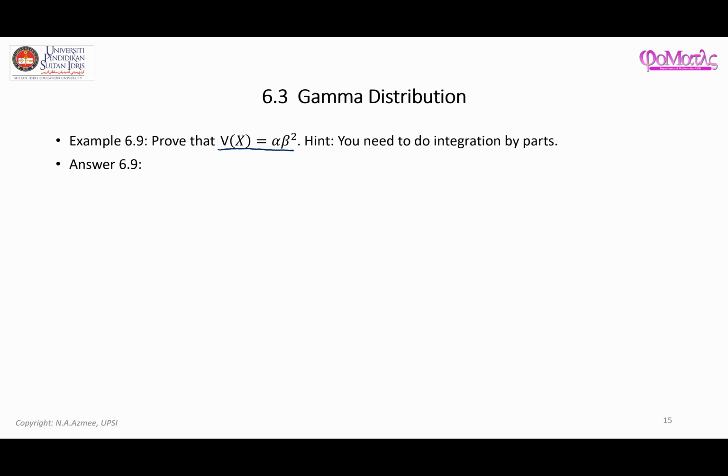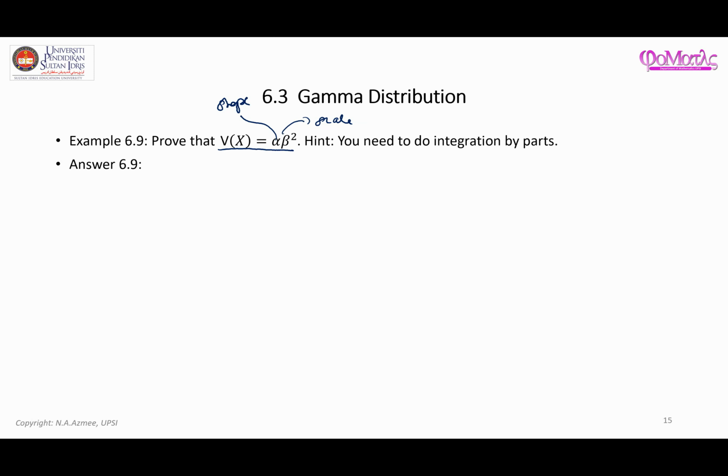In this video, I'm going to talk about how you can prove that the variance of X, where X has a gamma distribution, is given by alpha times beta squared. Here alpha is the shape parameter and beta is the scale parameter. In order to prove this, you need to apply integration by parts when solving some of the integrals.